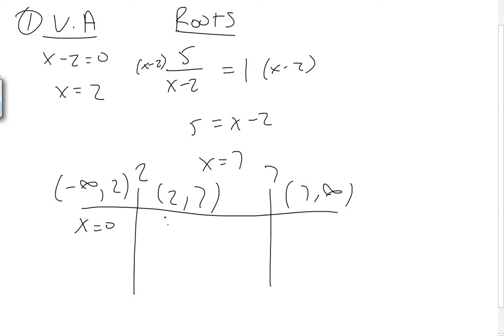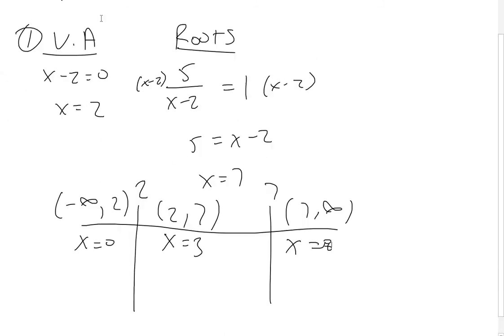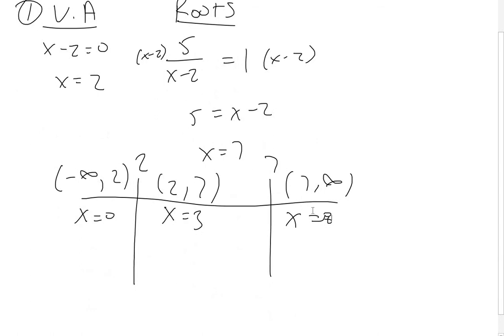It's a divider. So maybe I choose something like 3 to the right of it. I could also choose 4 or 5 or 6. If I want to, I could choose a decimal, like 4.5. And then maybe to the right of 7, I choose 8. These are the 3 values that I want to test to see whether to the left of 2, my graph is above or below 1, in between 2 and 7 whether my graph is above or below 1, and to the right whether my graph is above or below 1.